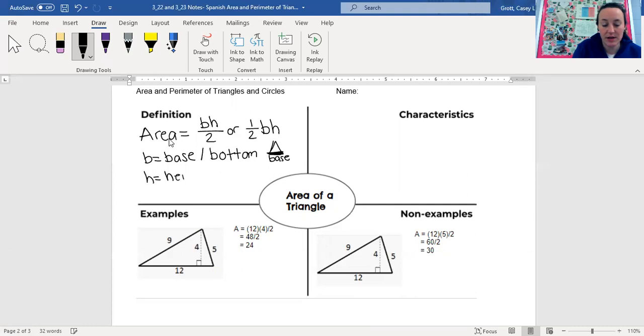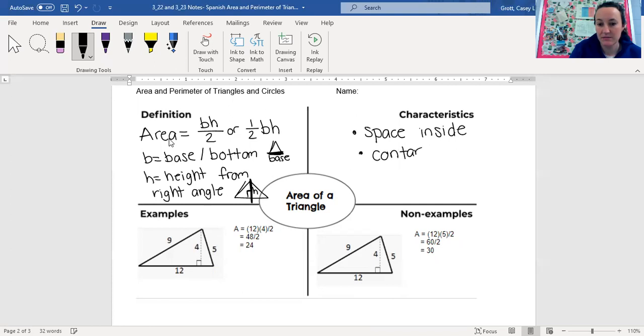H is going to be your height from the right angle. So same triangle. Here's your right angle. This is your height. Okay. Characteristics, we're still doing area, so it's going to be the space inside. Okay, we are still counting inside if we're talking about area.